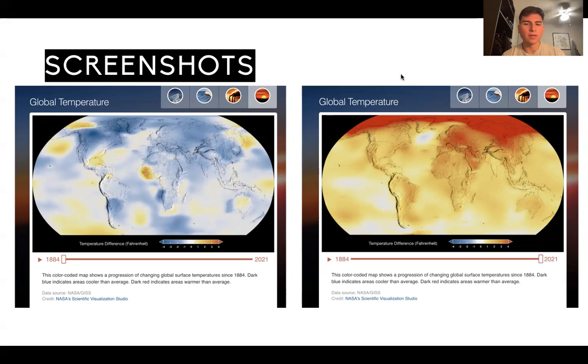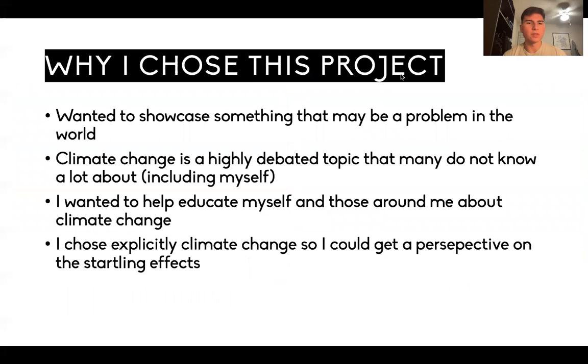And also you see that there's not a lot of text there, and more text with more statistical data might drive that point home. So why did I choose climate change? Well, I chose climate change because it's not something I really understood. It's something that I wanted to learn more about, and just because I feel like it's a highly debated topic that people don't know about. So I wanted to educate myself as well as other people.